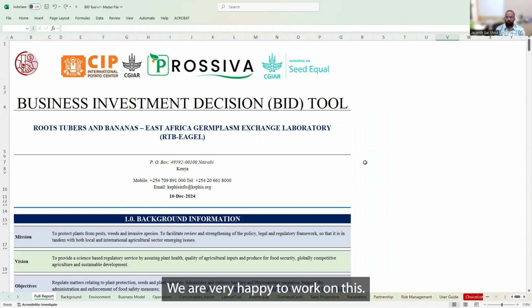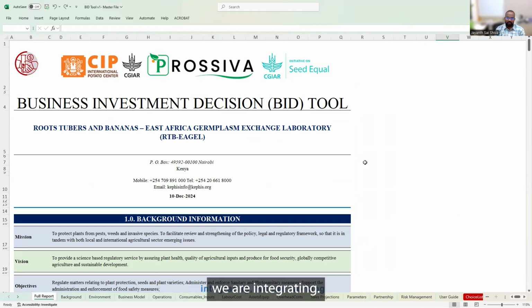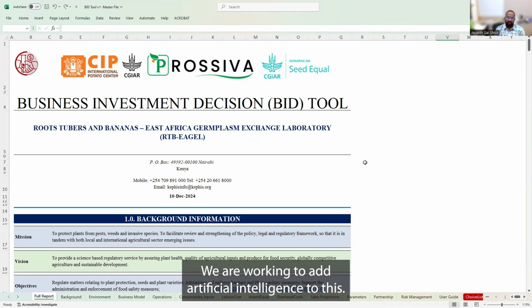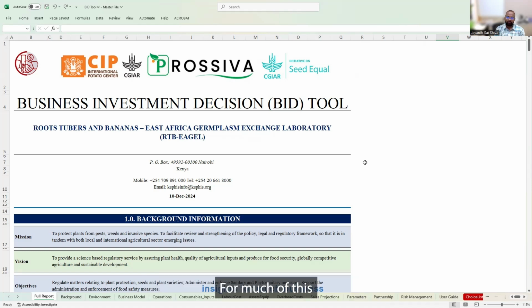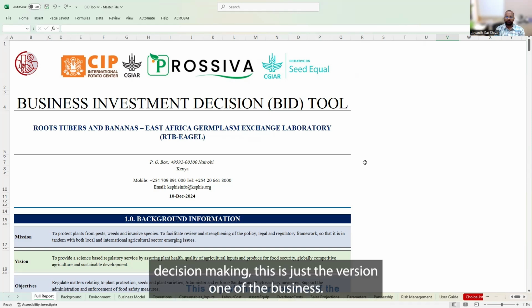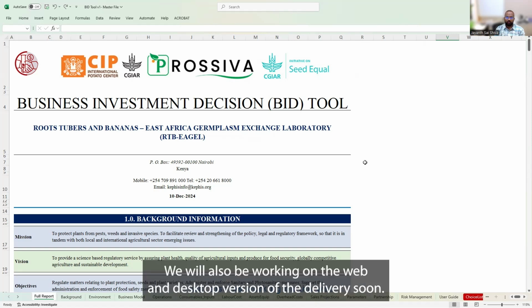We are very happy to work on this, make further fine-tunements, further improvements for this tool. We are integrating, we are working to add artificial intelligence to this. We are bringing more interesting modules, more inferences, more insights for much business helpful decision making. This is just the version 1 of the business investment decision tool. We look forward to working more on this and getting you more useful aspects of the tool. We'll also be working on the web and desktop version of the tool very soon, like I said earlier.